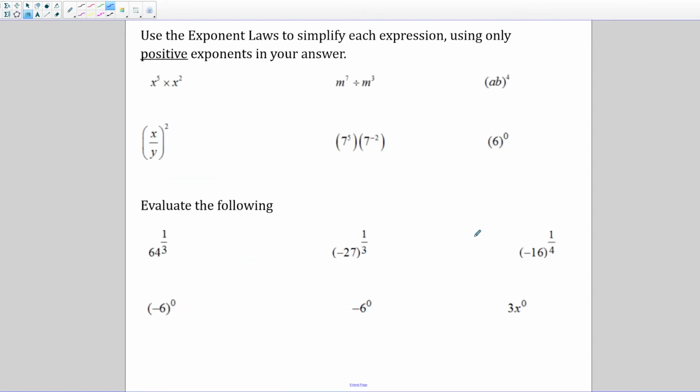So on this page here, you guys can go ahead and pause, try out the examples, and then unpause once you're completed.